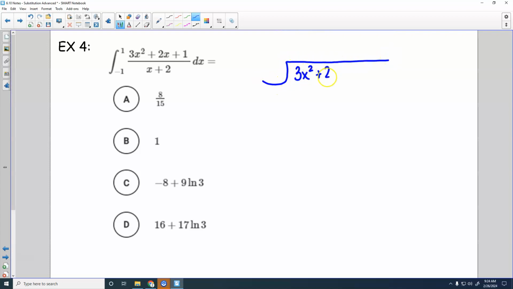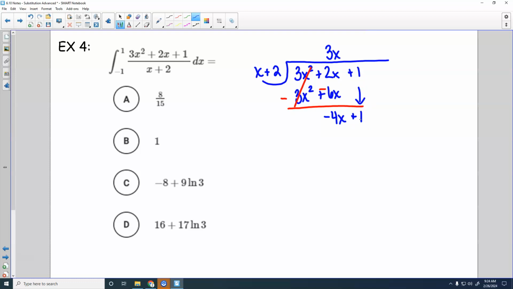3x squared plus 2x plus 1, divided by x plus 2. All right, so what times x gives us 3x squared? 3x. Then we have to multiply 3x by x plus 2. So 3x times x is 3x squared, 3x times 2 is 6x. Then we need to subtract, which will cancel our 3x squareds, and we'll get negative 4x. And we'll bring down our 1.